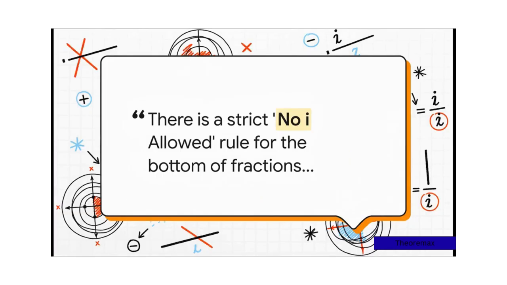So here's the whole deal. In math, there's this big rule. You just can't leave i, that's our imaginary unit, in the denominator of a fraction. You know, it's kind of like leaving a fraction as 2/4 instead of 1/2. It's just not considered finished.